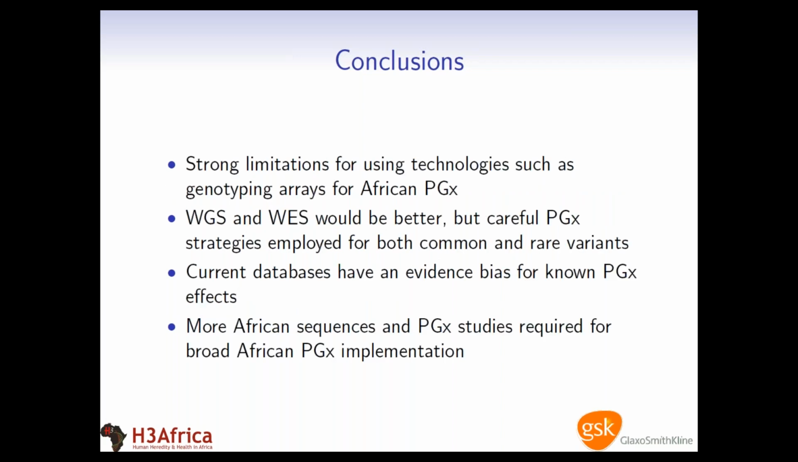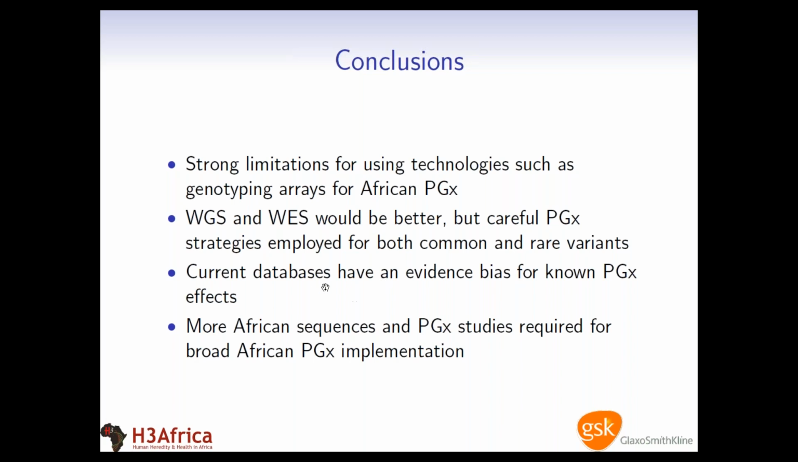There are definitely going to be strong limitations for using technologies such as genotyping arrays. Arrays can only contain known variants, and we see with our whole genome sequencing data that there's a lot of novel variation that could have a strong effect. Obviously, whole genome sequencing and whole exome sequencing would be better, but once again, you need to consider the strategies you employ for common variants and rare variants. Both of them will matter for your approach.